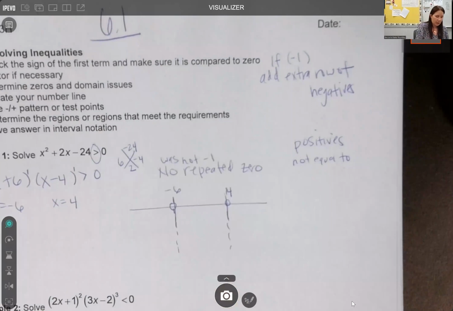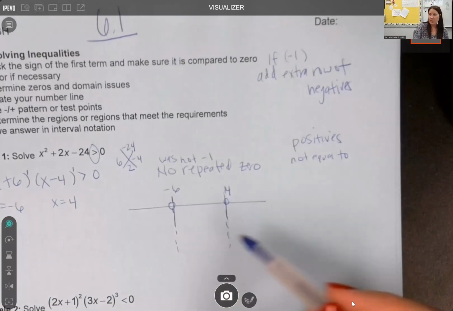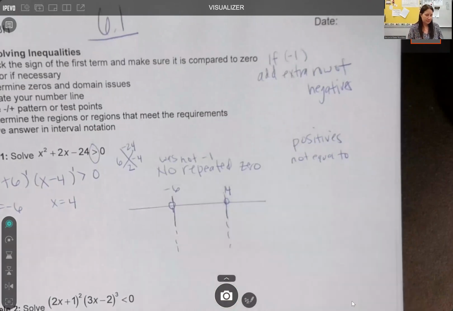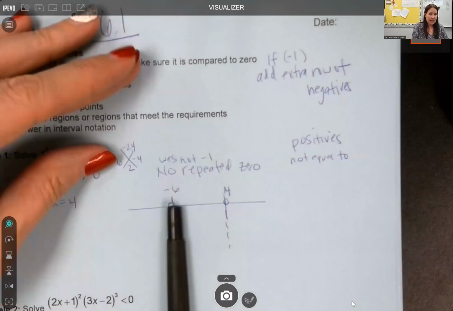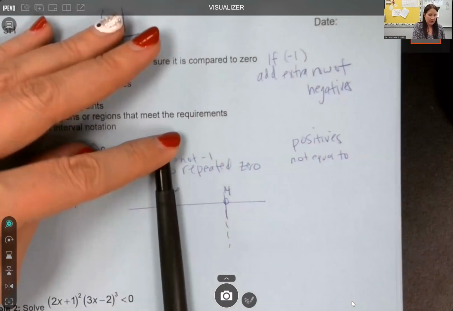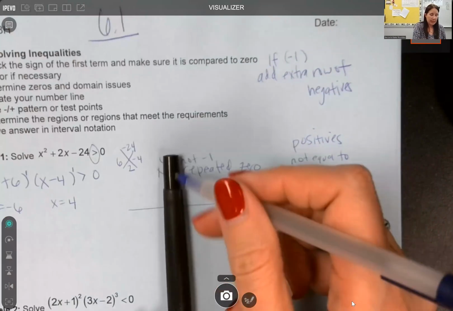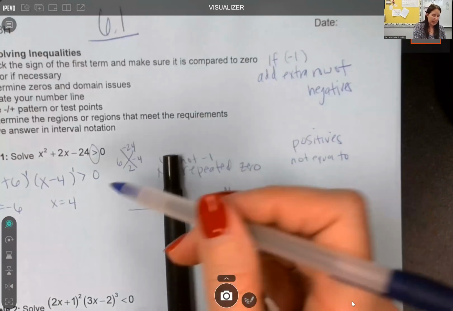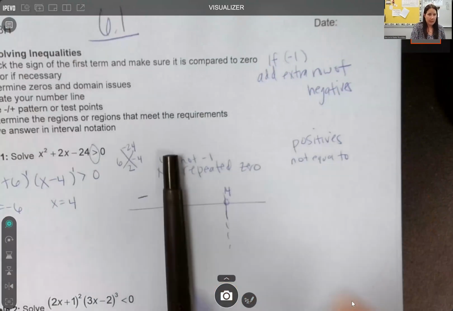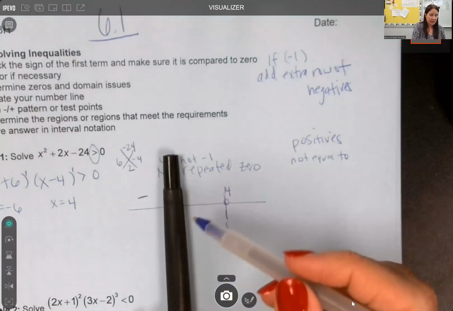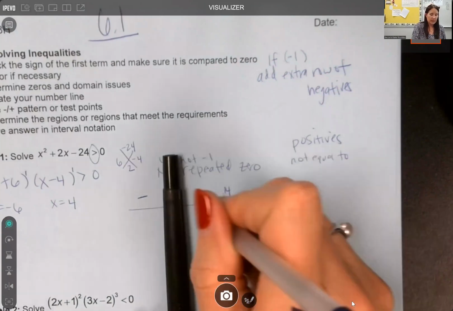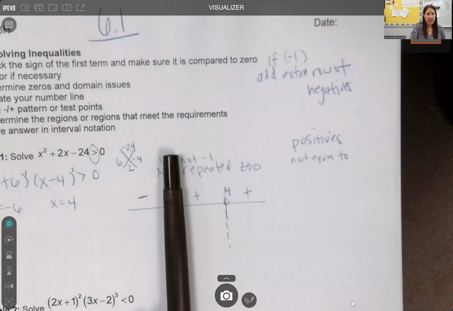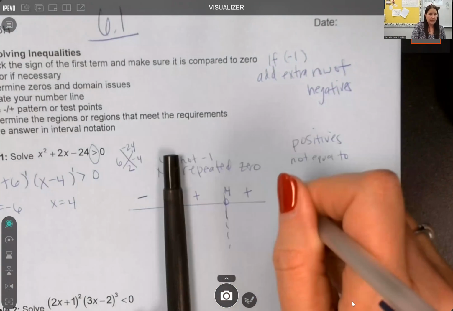Okay, so I'm going to do my sign chart. We've done this before, but I'm going to do it again. Let's say this number, -6, is my line for 0. On the left side of 0, we get a negative number. Anytime I'm on the left side of 0, it's always negative, and the right side is always positive. So this is going to be positive, and that's going to be positive.